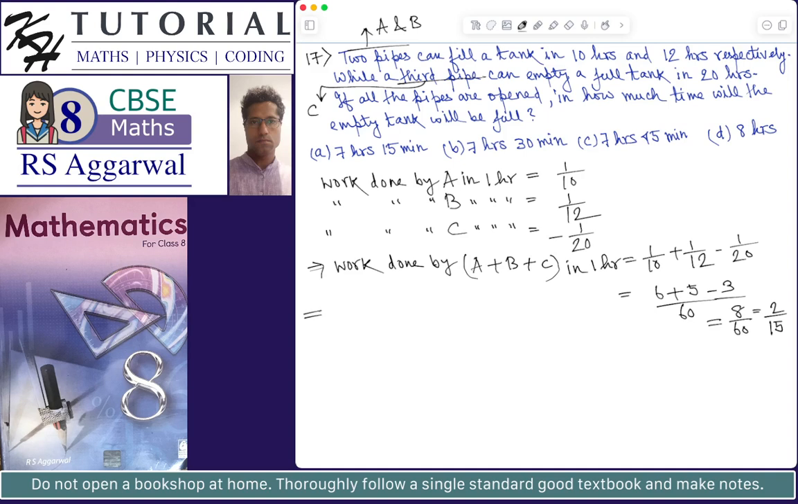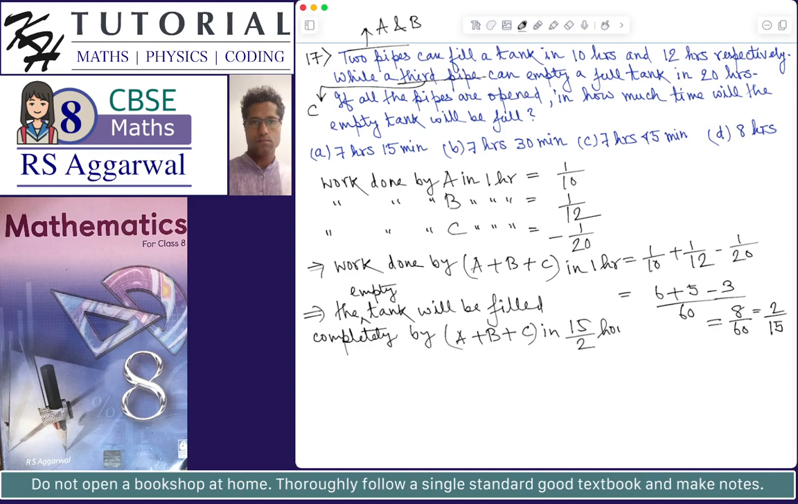So we can say now that the tank will be filled completely, or better we say the empty tank will be filled completely by A plus B plus C, that is when all the pipes are working together, in 15 by 2 hours. Why? Because we know that the work done by A plus B plus C in 1 hour is 2 by 15.